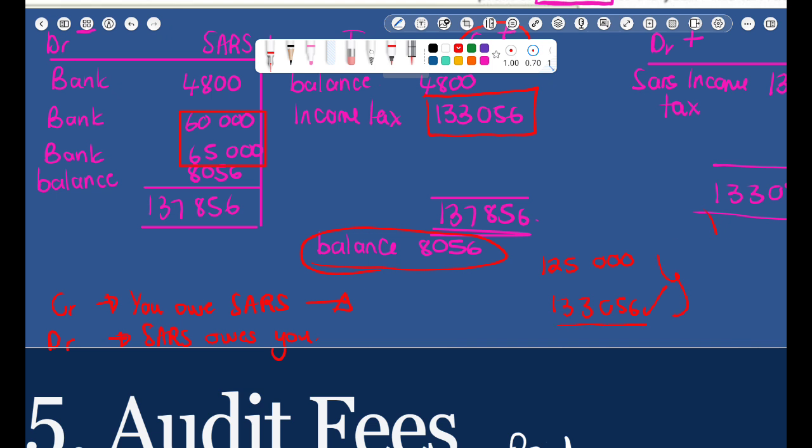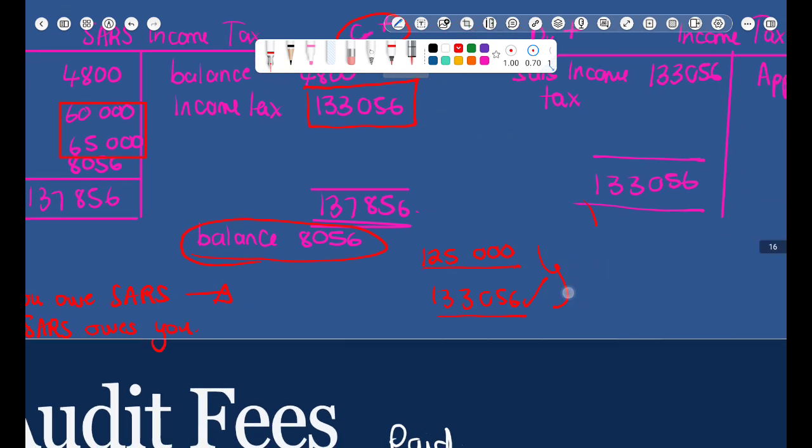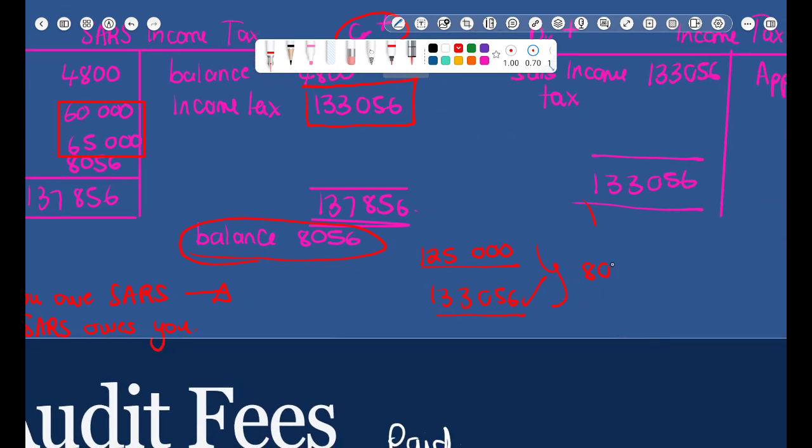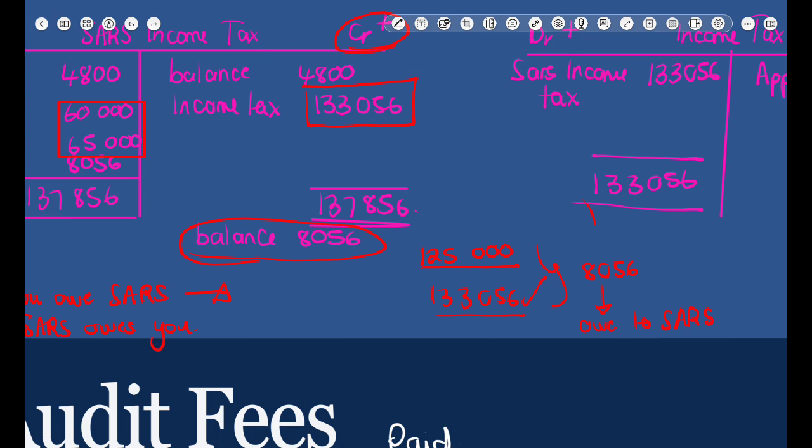We're supposed to pay 133,056, but we've only paid 125,000. So the difference between those two numbers would be the 8,056 that you owe to SARS. So that is how we find who owes who when we are doing our SARS income tax calculations.